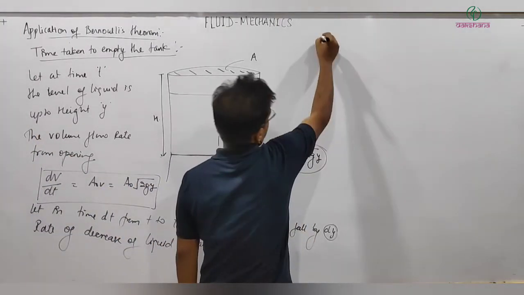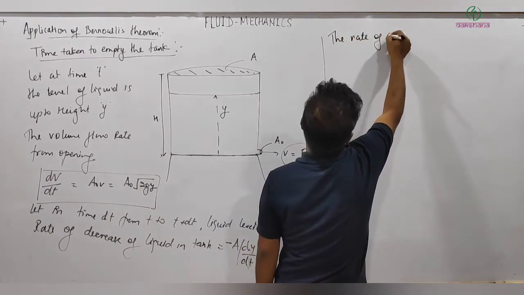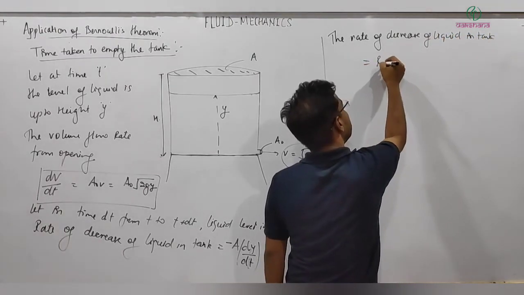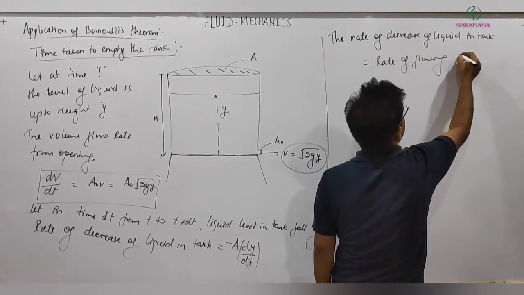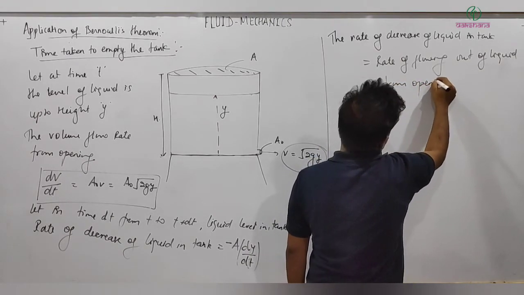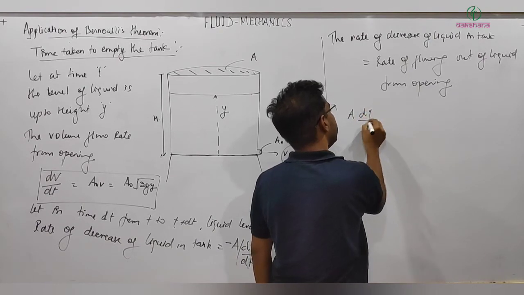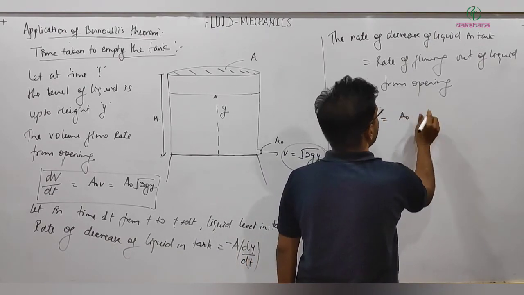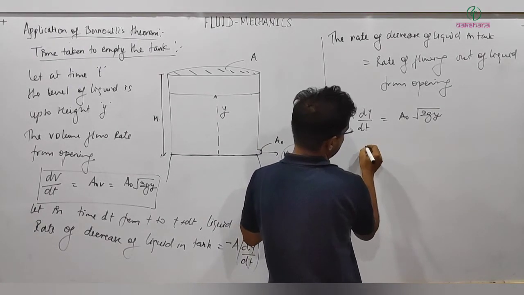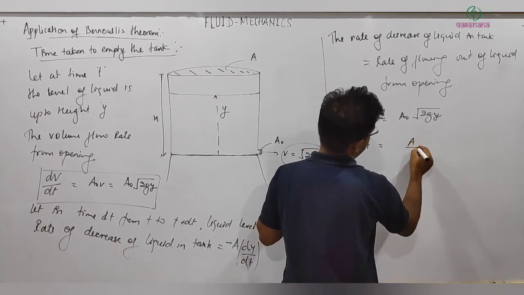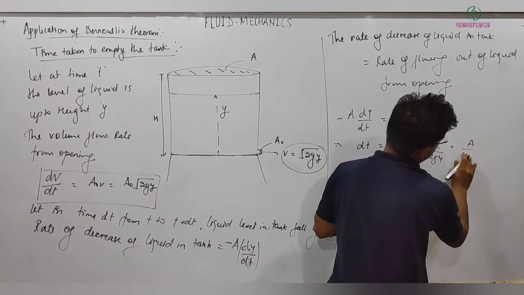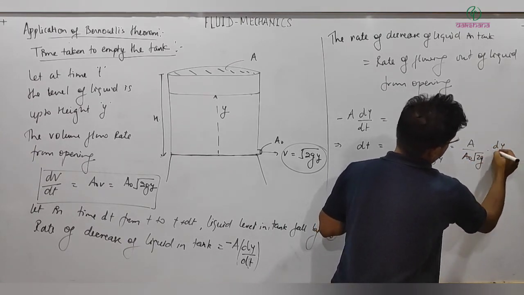Simple thing. So the rate of decrease of liquid in the tank must be equal to the rate of flowing out of liquid from the opening. That means minus A into dy by dt should be equal to A naught into under root 2gy. Now we need to ultimately simplify this relation. We need dt, so dt I can write equal to A by A naught dy by under root 2gy. This is A by A naught under root 2g into dy by root y.